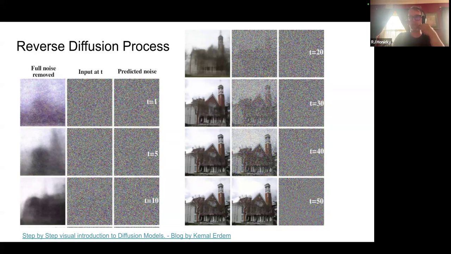And the weird thing is that if I look at, for example, the t equals 40 row, and then I look at the t equals 30, the full noise removed column looks a lot more refined than the one in the input at t, right? And so in the 30, you would expect the output at 30 would be nicer than the input at 40. And it's actually not the case.